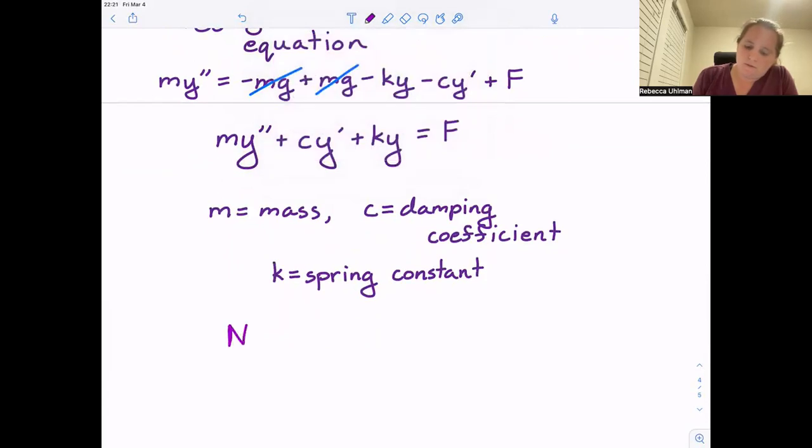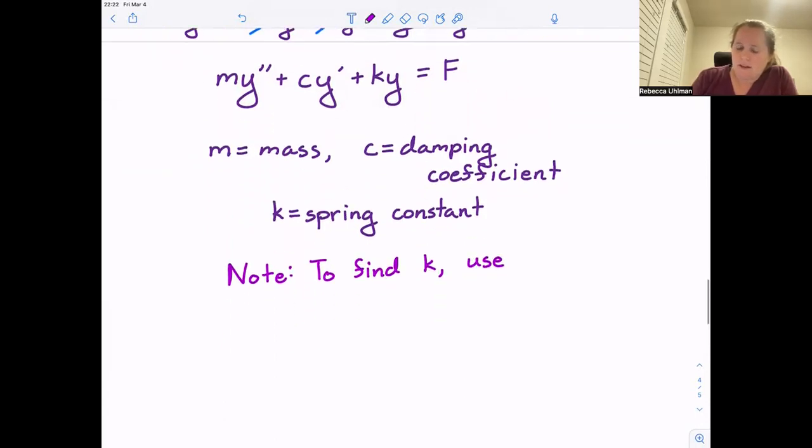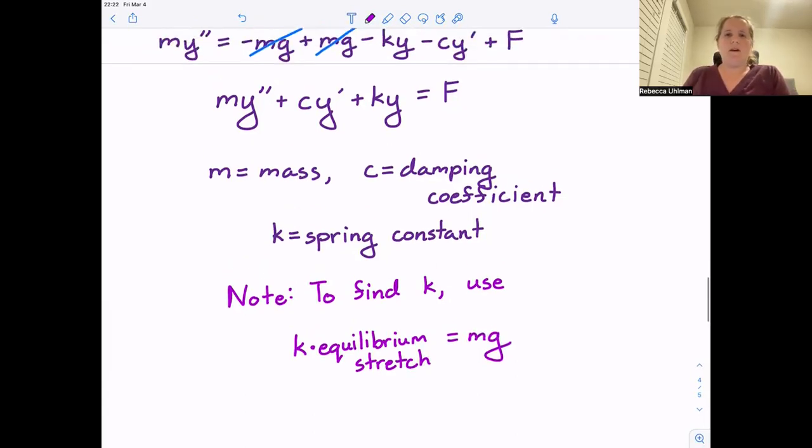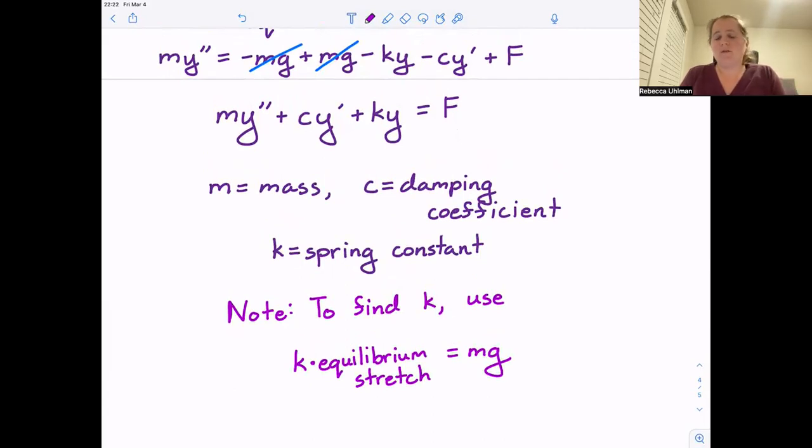And just note, to find k, we can use the fact that k times the equilibrium stretch is equal to m times g. So we have our differential equation. Sometimes we are not given our spring constant, but if we're not given that, then we are given the equilibrium stretch or equilibrium length. We can find the stretch, and we can therefore find our spring constant and set up our differential equation. I should just write, since I was labeling everything, again, k is our spring constant and f is the external force.